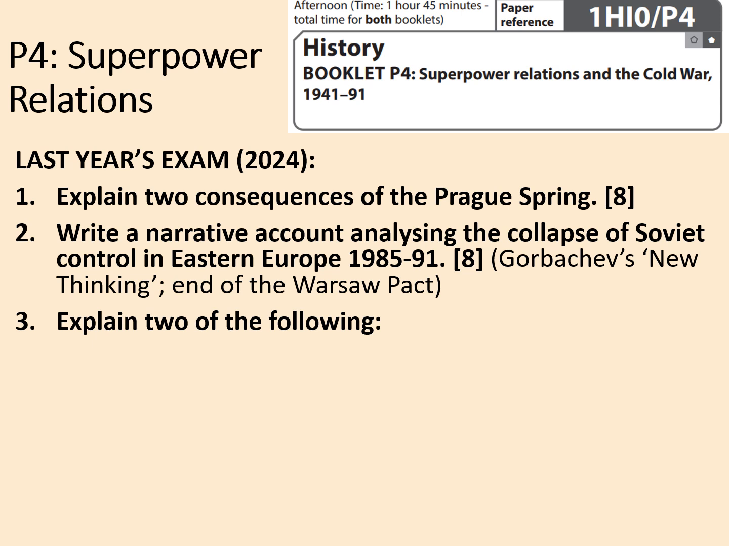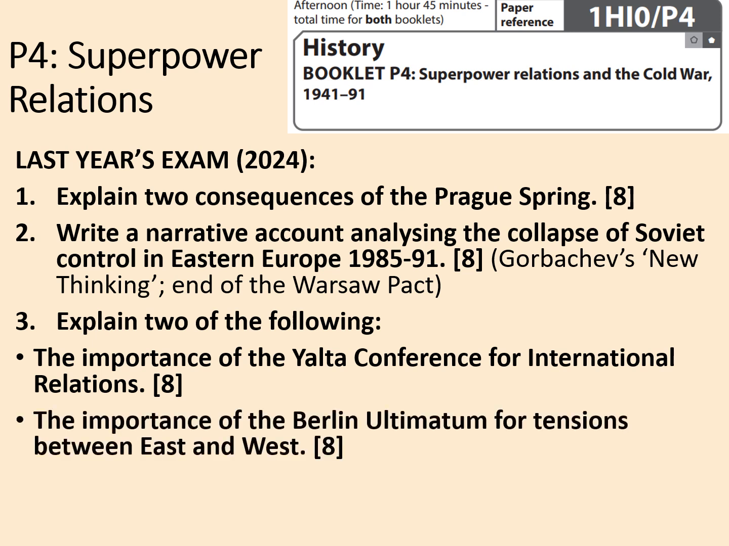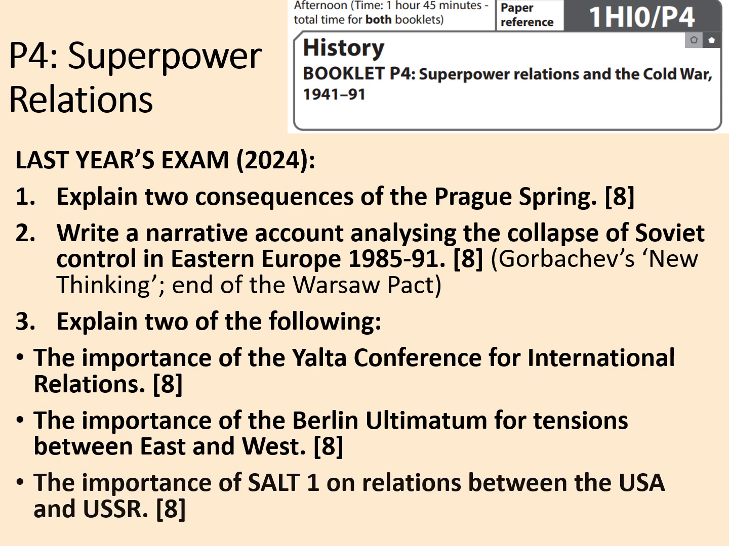And then explain 2 of the following. The importance of the Yalta Conference for International Relations. Previous exams had looked at Potsdam and Tehran, so that completed the set. The importance of the Berlin Ultimatum for tensions between East and West. And the importance of SALT I, so that's the Strategic Arms Limitation Treaty number 1, on relations between the USA and the USSR. So, bearing that in mind, what topics have come up time and again?